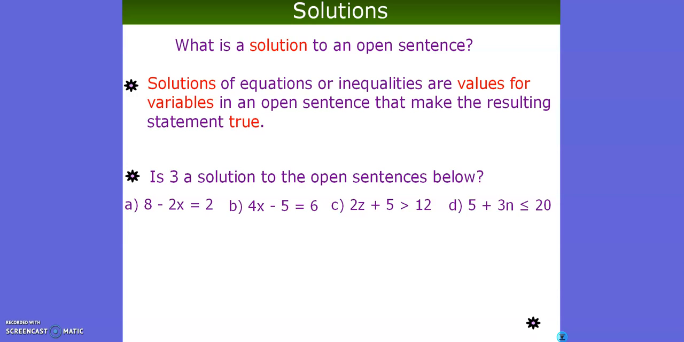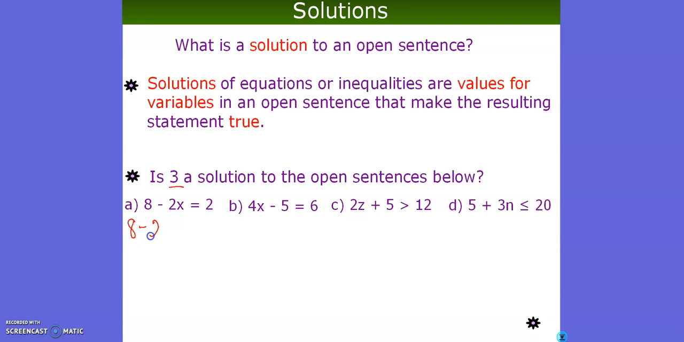It says, is 3 a solution to the open sentence below? So our first expression is 8 minus 2x. And then we have a comparison symbol, equal to. Our second expression is the number 2. So we're wondering if 8 minus 2x is equal to 2 when we have a solution of 3. So this is kind of how you check your work. We're going to take 3 and plug it in. That's our substitution value. So I'm going to rewrite, and I like to show all of my work.